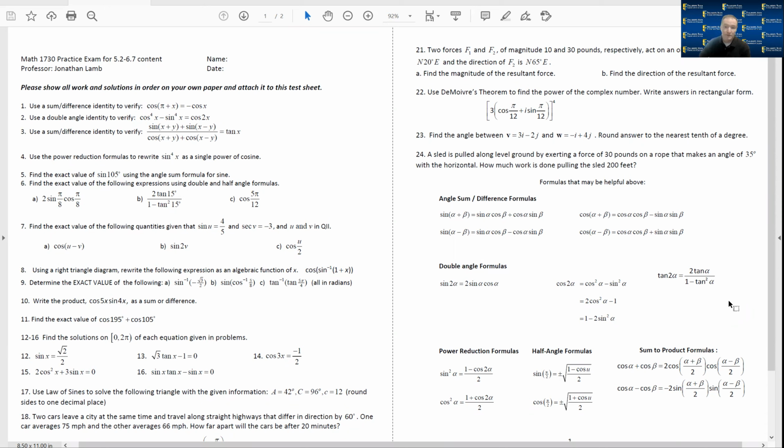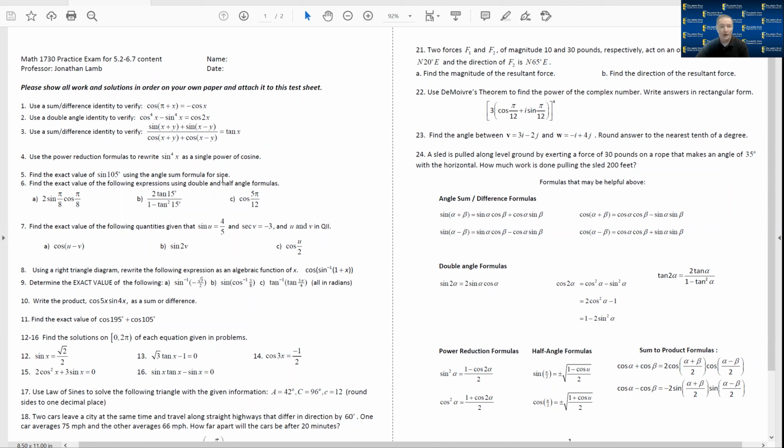So you'll notice the formulas that I give you on the test, you do not have to have the angle sum difference formulas memorized for the cosine and sine function. And I won't even give you the tangent sum or difference formula on the test. There's no problem with it. But you just have to be able to use these formulas.